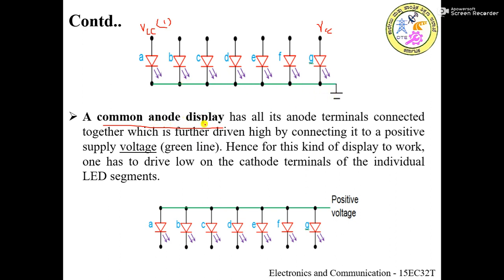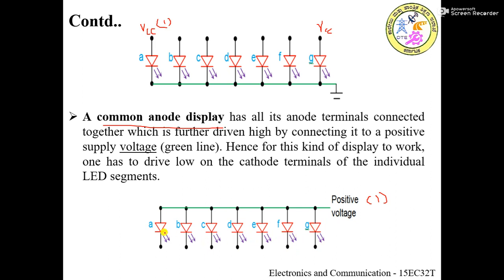In case of a common anode display, here also there are 7 LEDs, and the anode terminals of all the LEDs are connected to a positive voltage, or you can say VCC, or logic 1. They are already connected to VCC and the cathode terminals are left for the programmer. So in this condition also none of the LEDs will glow.